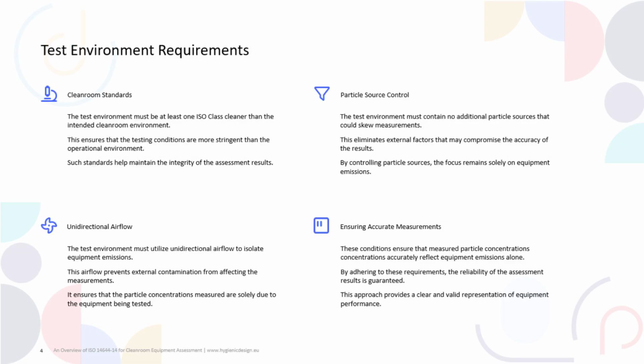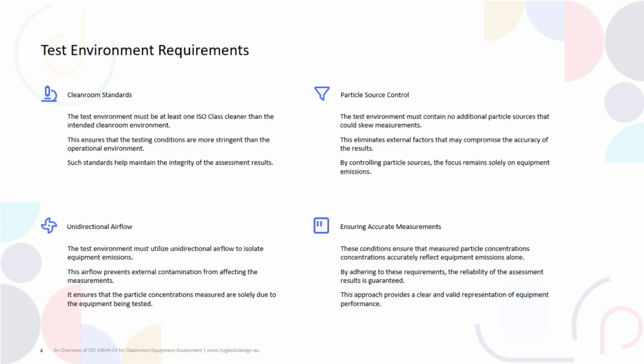For the test environment, it is essential that it meets cleanroom standards by being at least one ISO class cleaner than the intended operational cleanroom. This higher standard ensures that testing conditions are more stringent, which helps maintain the integrity of the assessment results. Additionally, the environment must have strict particle source control, meaning no extra particle sources should be present that could skew the measurements. This eliminates external factors and keeps the focus solely on emissions from the equipment being tested.